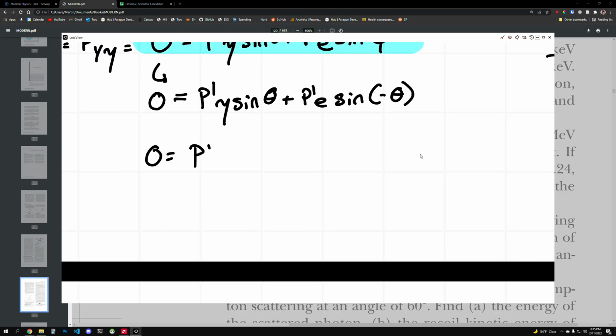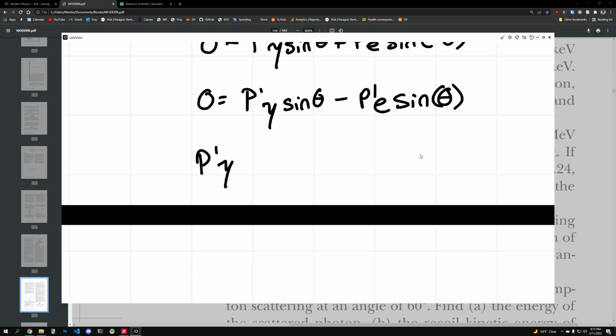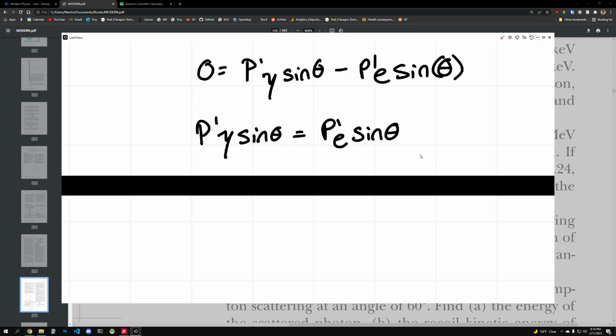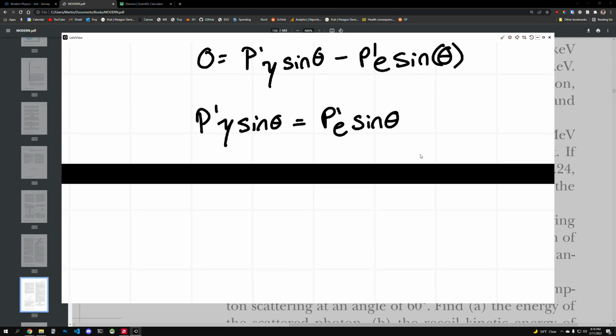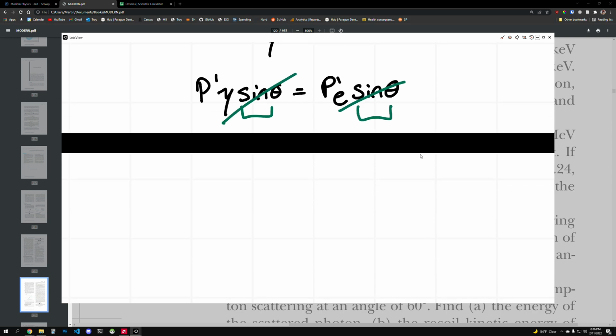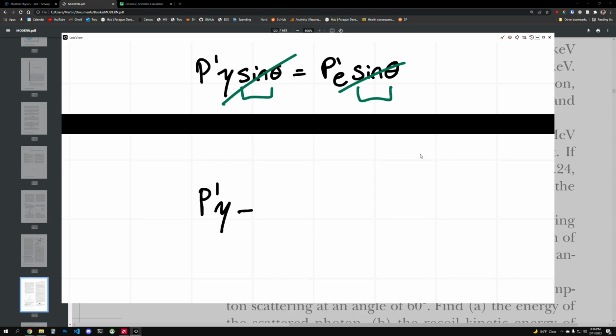So 0 is equal to p prime gamma sine theta minus p prime electron sine theta. And so now we have a valuable relationship: p prime gamma sine theta is equal to p prime electron sine theta. And what we're saying is basically the y components of the electron and photon momentum are equivalent. Because guess what? Since these are equal, we can cancel them out. Right? So ultimately, we are boiled down to p prime gamma is equal to p prime electron.